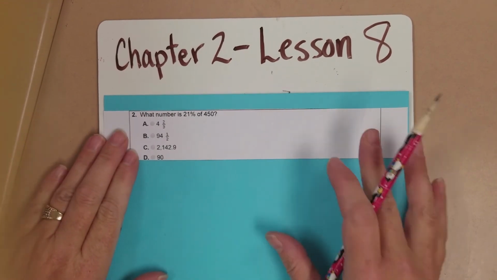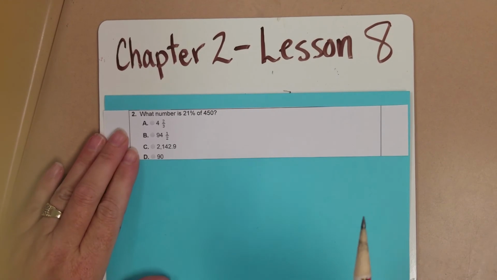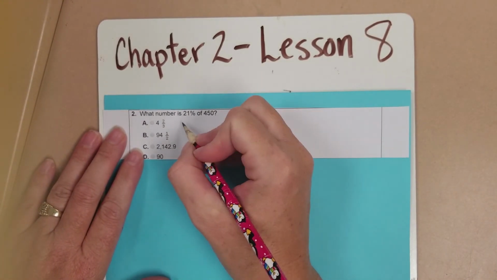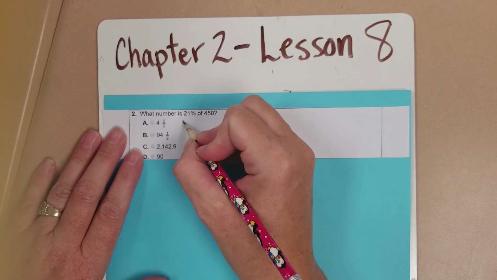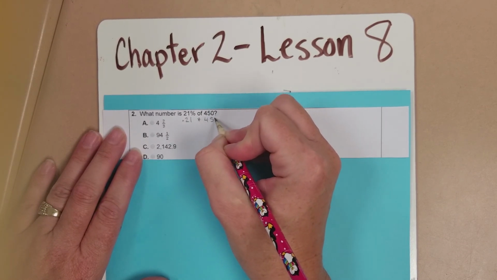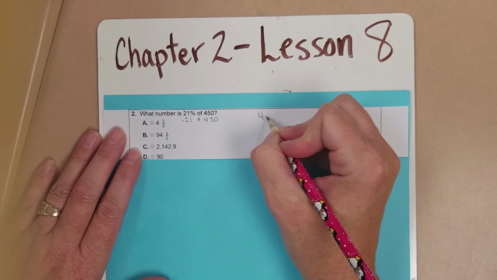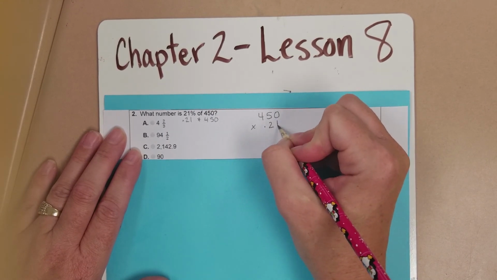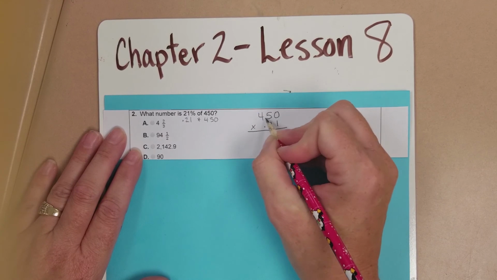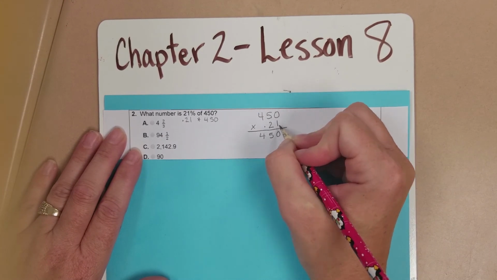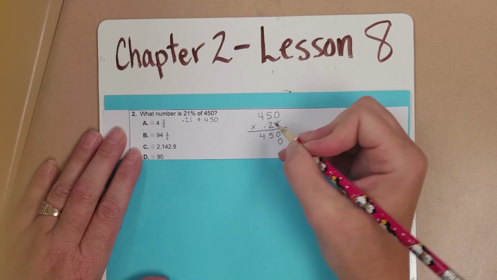Question number 2. What number is 21% of 450? So 21% is 0.21 times 450. 450 times 0.21. 450 times 1 is 450. I add a 0 as a placeholder.